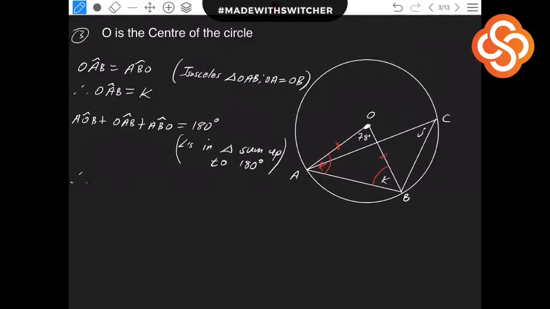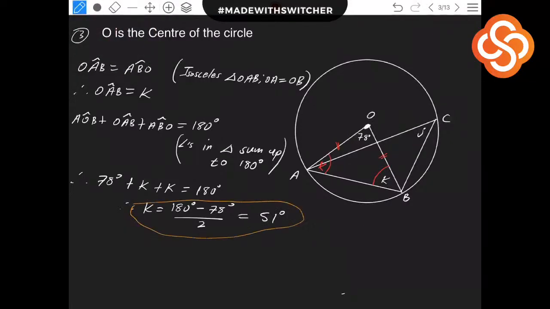So therefore, we know that AOB is given to us as 78 degrees, plus OAB is K, plus ABO is also K, is equal to 180 degrees. Now we simplify this. K is going to be 180 minus 78 degrees, divided by 2. Let me calculate this on my calculator. We have 180 minus 78 over 2. It gives me 51 degrees. So we know that K is equal to 51 degrees.